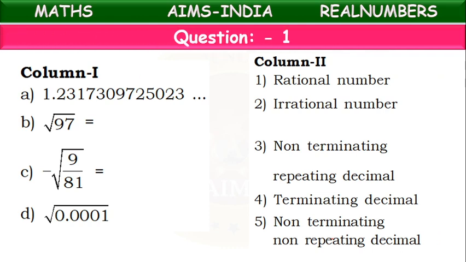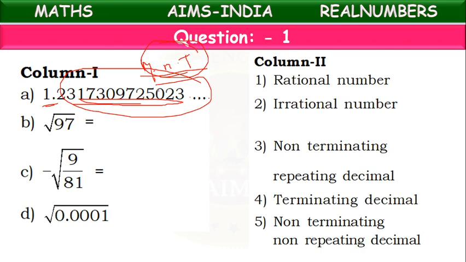Now let's see some questions based on the concept we have learned. Here it's a matrix matching type question. Means here you can have multiple answers for any question. You can have repeated answers or the same answer or multiple answers. So 1.2317309 and so on is there. It's non-terminating.